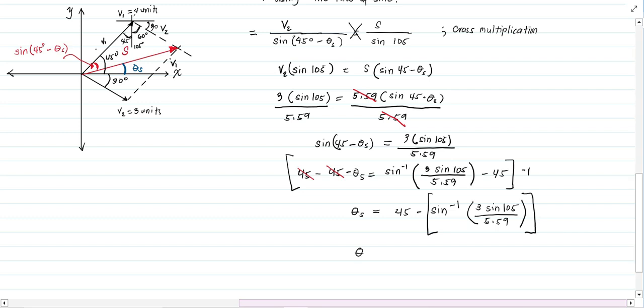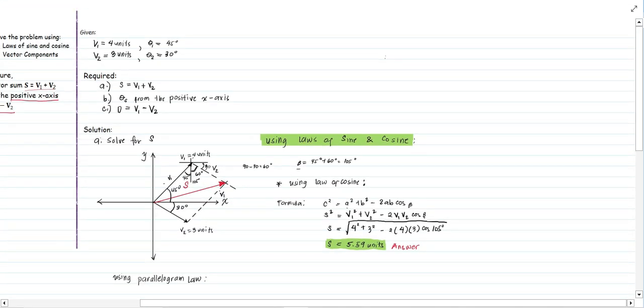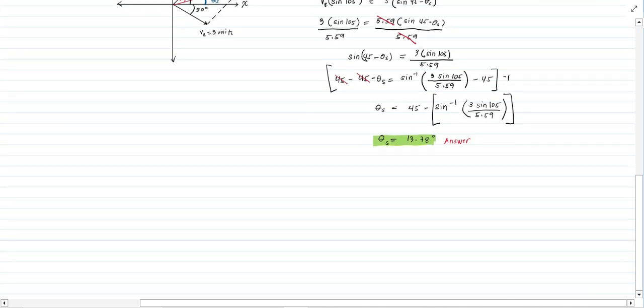Using a calculator, the answer should be 13.78 degrees. That means that vector sum s is making 13.78 degrees from the positive x-axis. Finally, for required letter C, let us find the vector difference d.